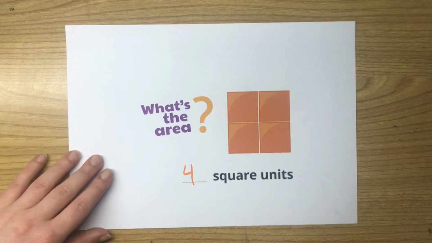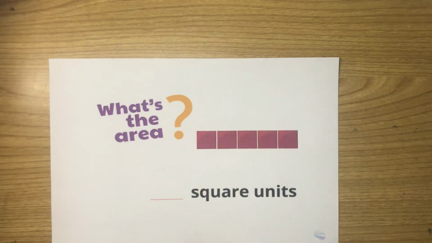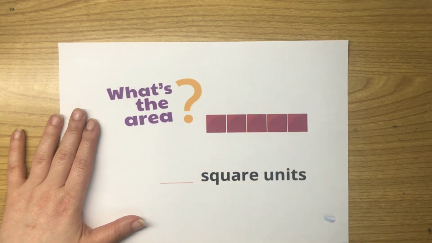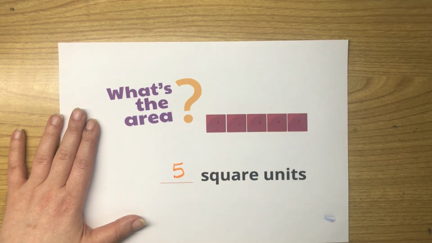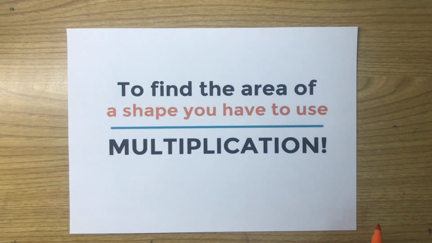Now, what is the area for this rectangle? You have to count the square units. 1, 2, 3, 4, 5. So there are 5 square units as the area for this rectangle. But what if the shape has no squares to show you how many square units are in each shape? To find the area of a shape, you have to use multiplication.